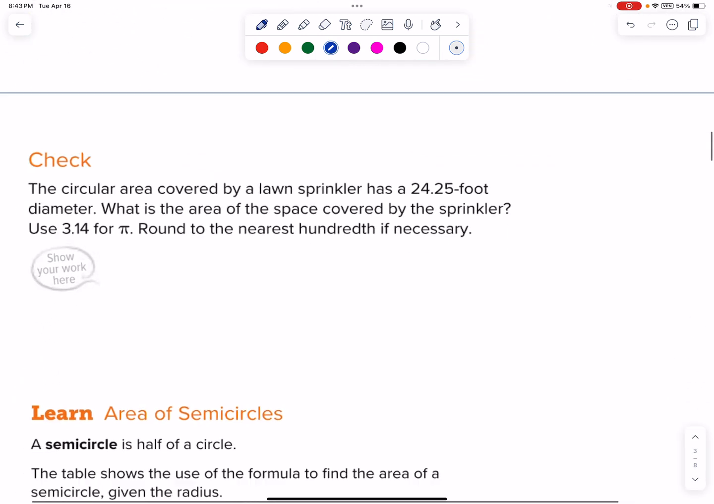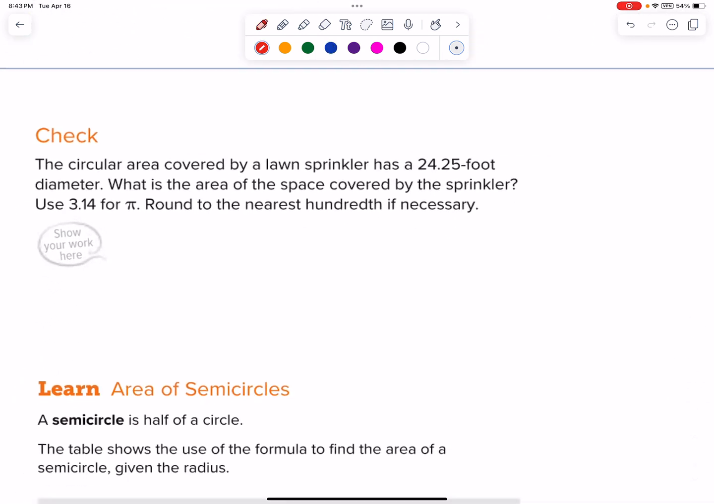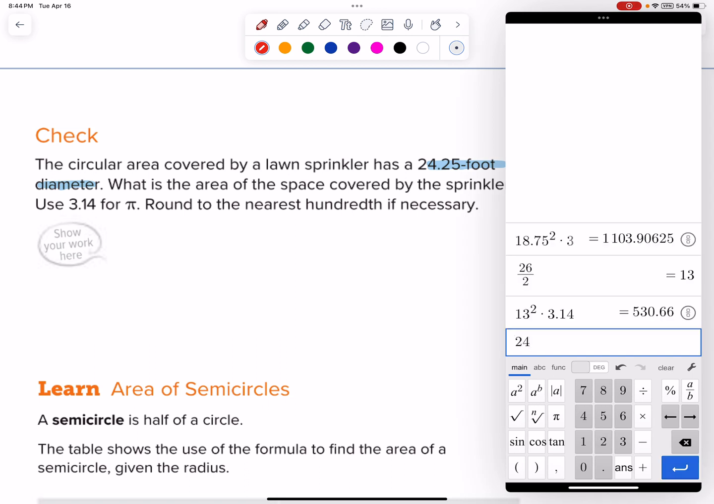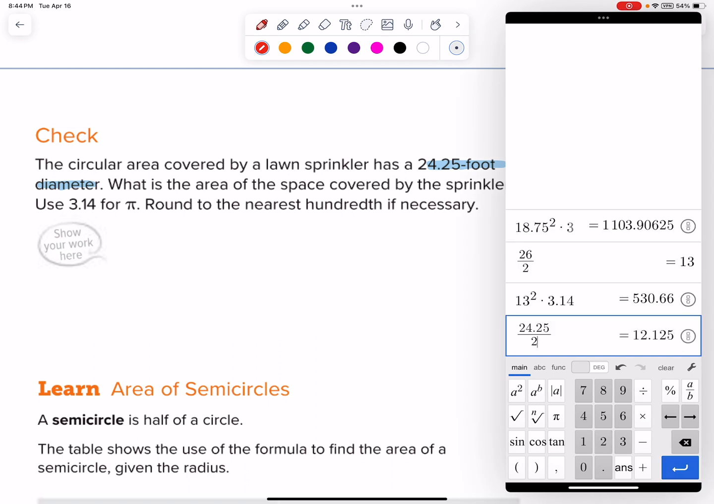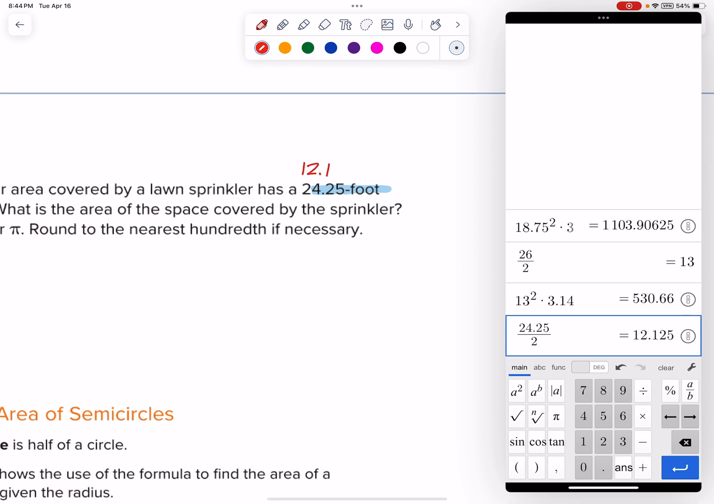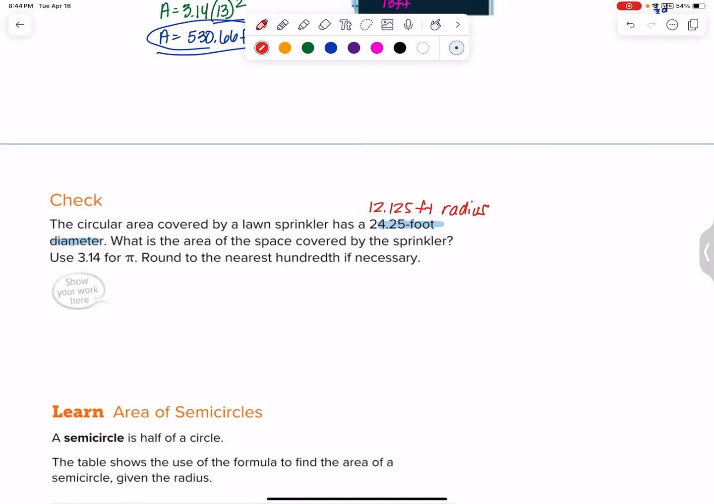Okay, let's go ahead and explore the check. Pause and try it out, or follow along with me. Let's see, we got this much of a diameter. When I'm doing area, remember, I don't want diameter. So right away, I'm going to rewrite that. So 24.25 divided by 2, and we get 12.125 feet, and I'm just going to write radius, okay? So I'm changing that information right away, and I really recommend doing this to uncomplicate things. And then they want to know what's the area.